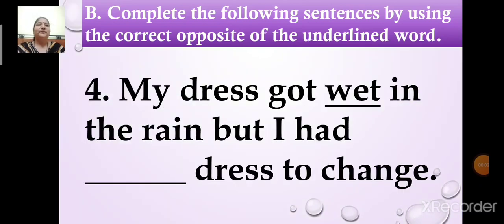Now next, number 4. My dress got wet in the rain but I had dash dress to change. Now children, here the underlined word is wet. Now you have to tell me the correct opposite of the underlined word. Yes, you are right. The opposite of wet is dry. Okay, so children, my dress got wet in the rain, but I had dry dress to change.